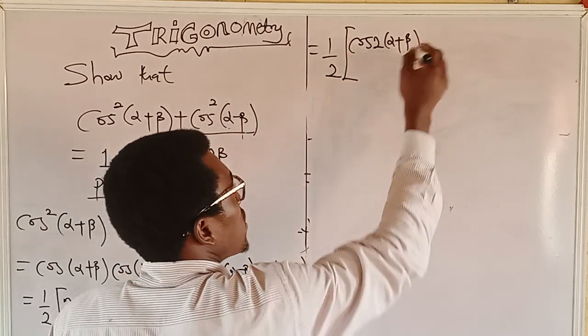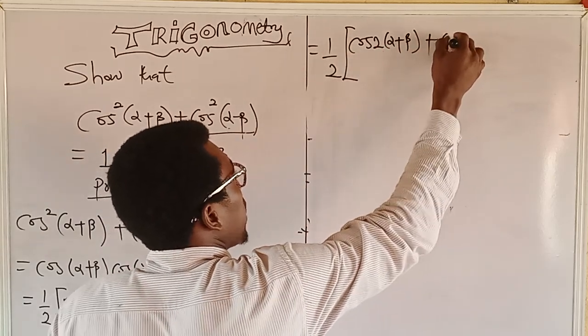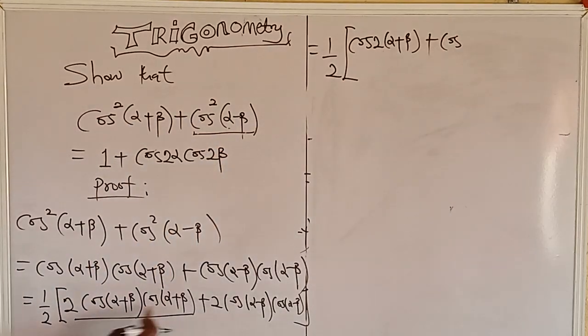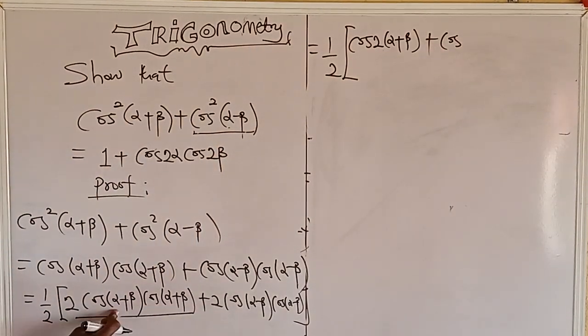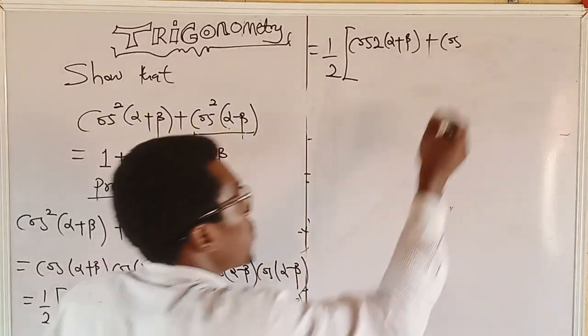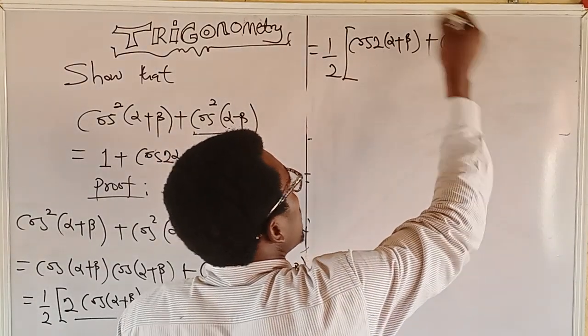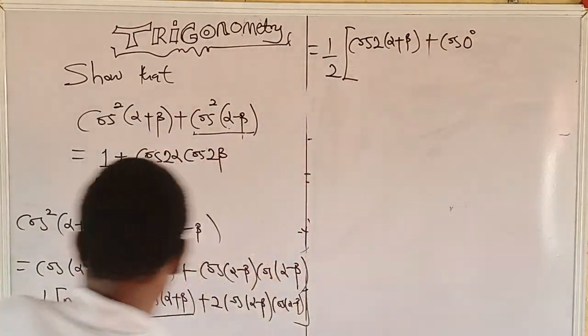All right, so that is the first term plus the second term. To get the second term, we subtract these two arguments. And on subtraction, we have 0. All right, so we have cos 0 degree. That is for this first term.